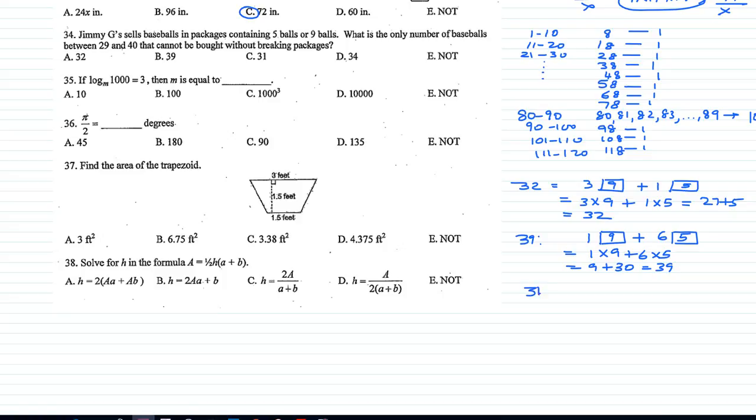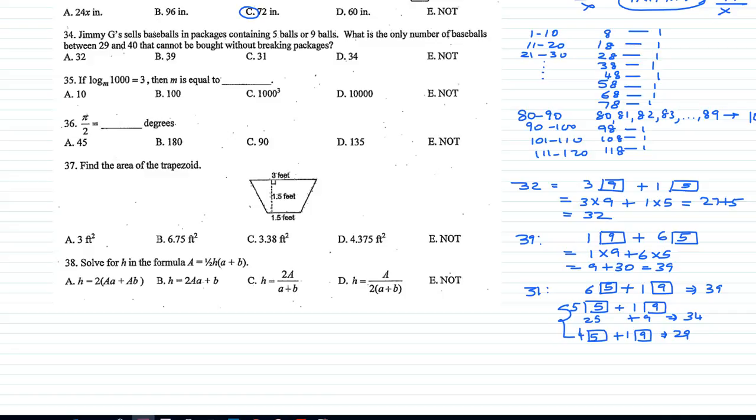Let's test if 31 is possible. So let's say if we have 6 packages of 5 and one package of 9, that will give us 39. So that's clearly not possible. Let's see if we have 5 packages of 5, so that's 25. And if we have one package of 9, so that will give us 34. So clearly 31 is not the total number of balls. Let's see if we have 4 packages of 5 plus one package of 9, that will give us only 29. So clearly 31 is not possible with this combination.